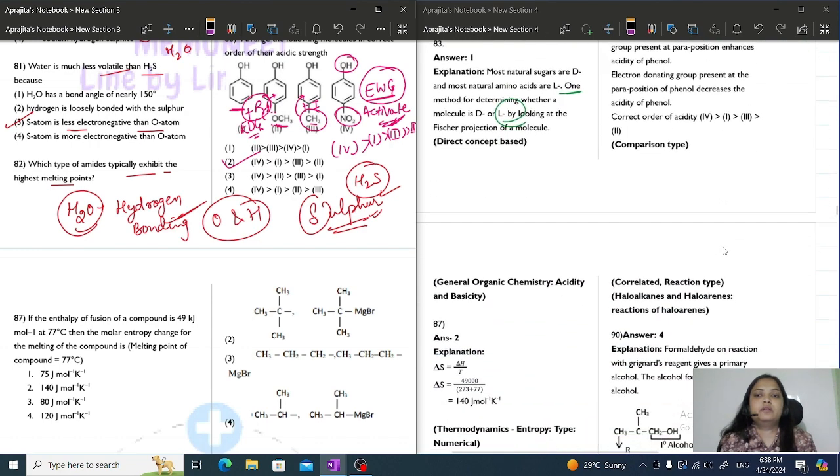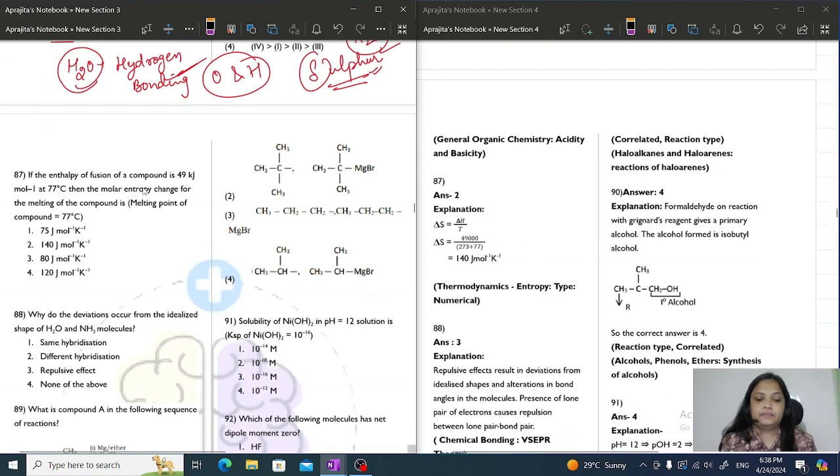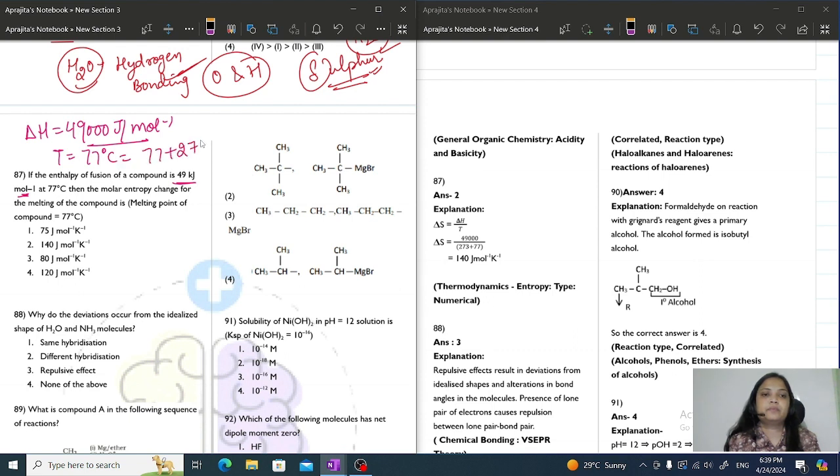Now question number 87. If the enthalpy of fusion of a compound is 49 kilojoule per mole, so enthalpy of fusion is given 49 kilojoule, that is delta H, we can write it as 49,000 joule per mole, and the temperature is 77 degrees Celsius, so we can convert it to Kelvin by adding 273 to it, so it will be 350 Kelvin.